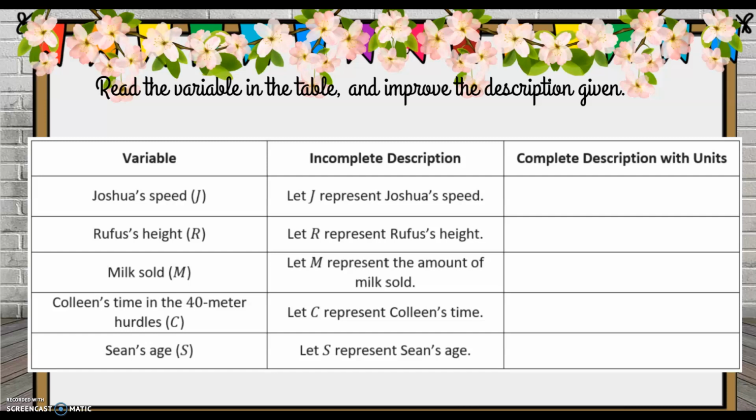Good morning, scholars. Today's lesson is about writing and evaluating expressions. So we have a table. We're going to read the variable in the table and improve the description given.